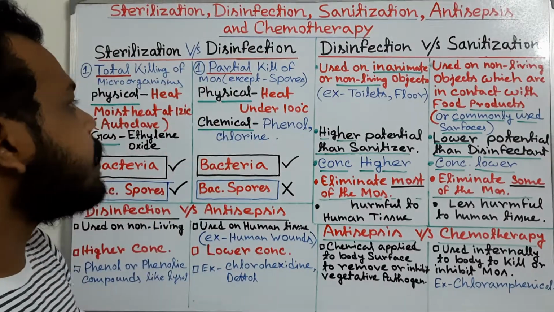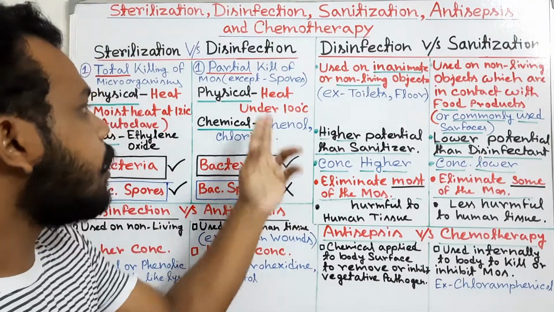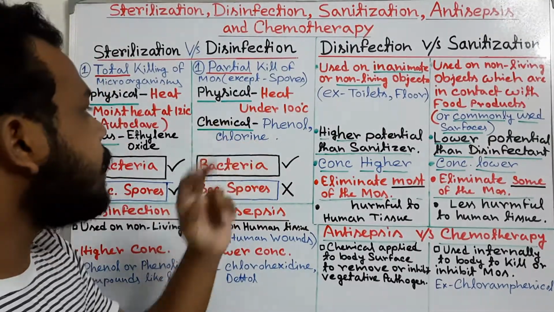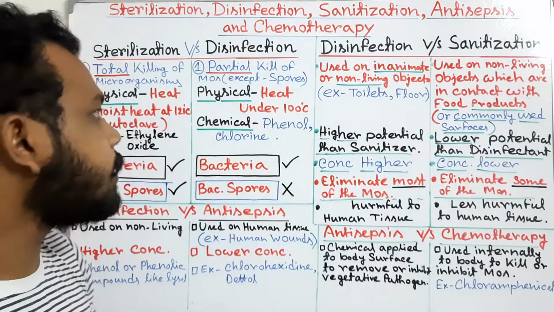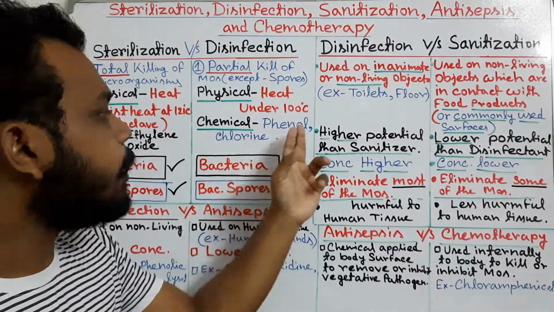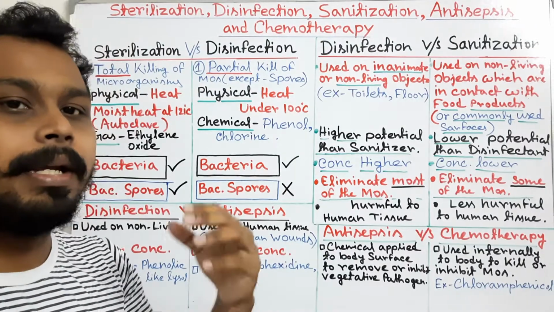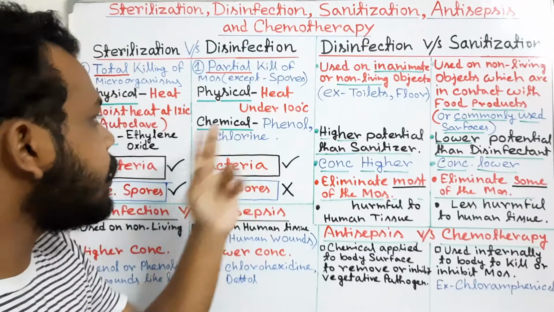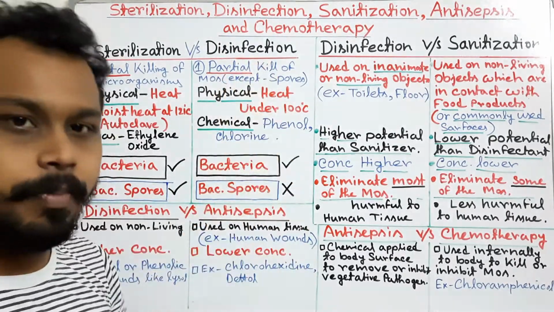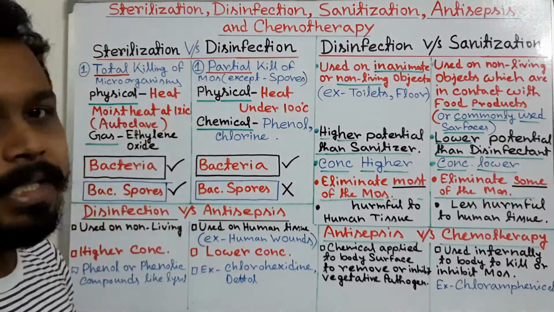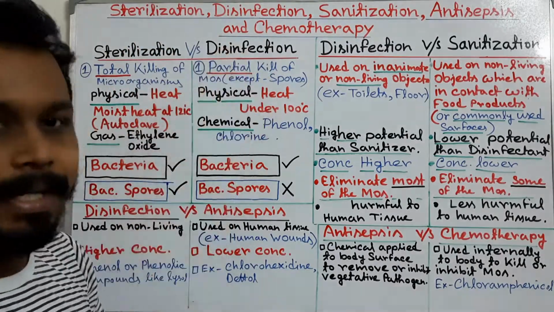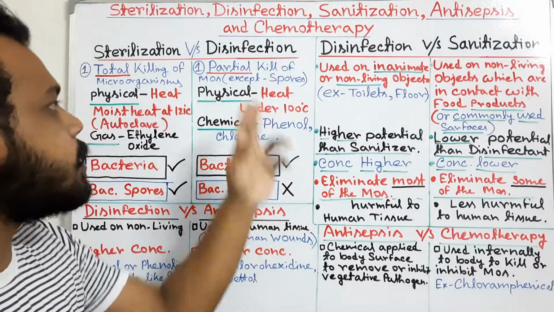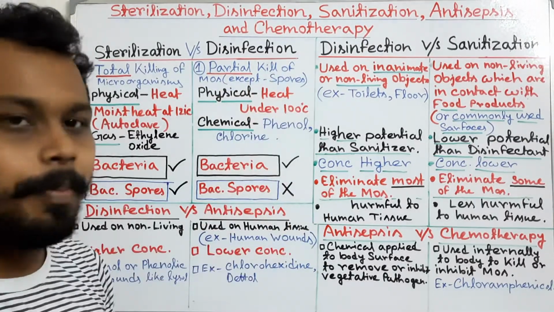And disinfection can be done by heat under 100 degrees Celsius or at 100 degrees Celsius. And by chemicals also we can disinfect elements, that are phenol or phenolic-like compounds such as Lysol, cresols, and also chlorine. So these are the chemicals which are used for the disinfection process. So this is the main difference between sterilization and disinfection. One is the total killing process and the other is partial killing, which cannot kill the spores or bacterial spores.